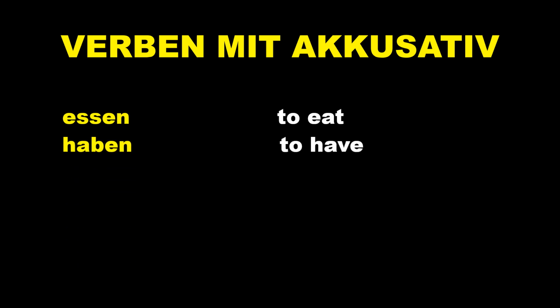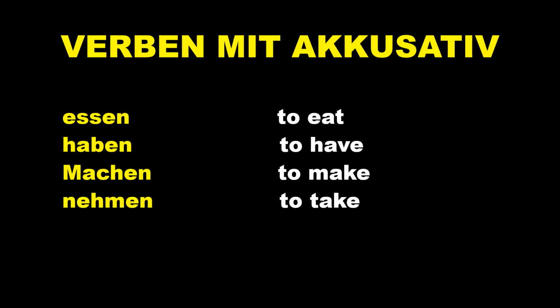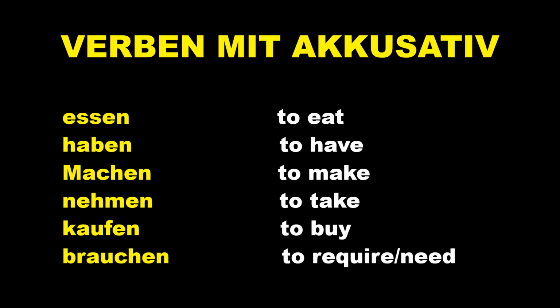Verben mit Accusative. Now here we have the list of accusative verben. Essen, to eat. Haben, to have. Machen, to make. Nehmen, to take. Kaufen, to buy. Let's see some more verbs.